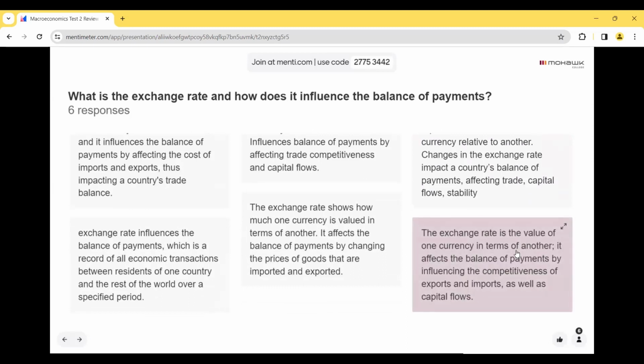The exchange rate influences the balance of payments, which is a record of all economic transactions between residents of one country and the rest of the world over a specified period. The exchange rate is the value of one currency in terms of another. It affects the balance of payments by influencing the competitiveness of exports and imports, as well as capital flows.